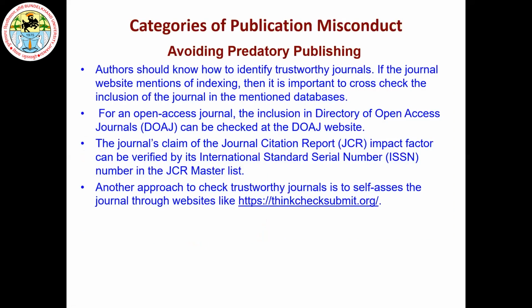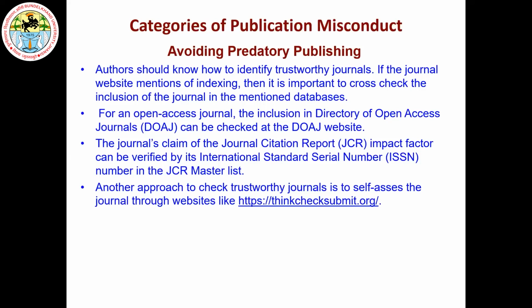It is unethical. Okay, so how to avoid predatory publishing? Authors should know how to identify trustworthy journals. If the journal website mentions indexing, then it is important to cross-check the inclusion of the journal in the mentioned databases. For an open access journal, inclusion in the Directory of Open Access Journals can be checked at the DOAJ website, and the journal's claim of a Journal Citation Report impact factor can be verified by its International Standard Serial Number in the JCR master list.